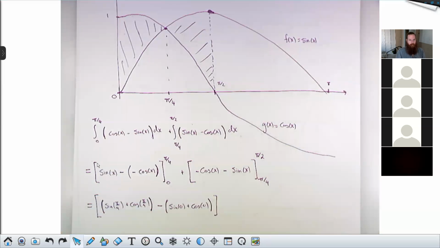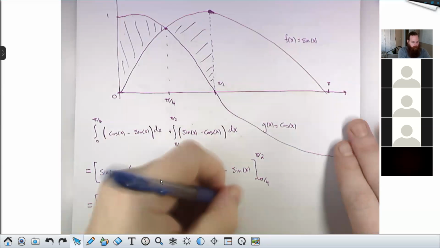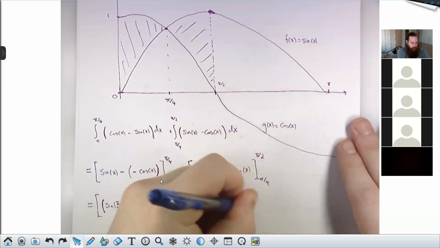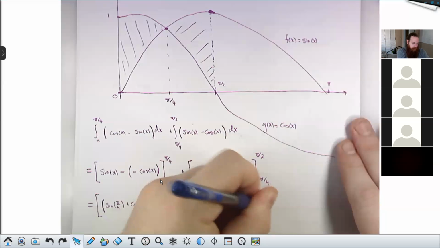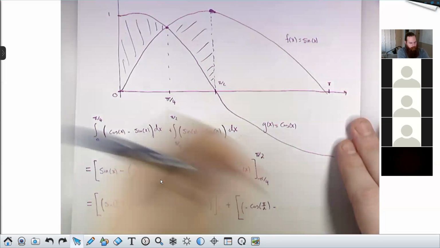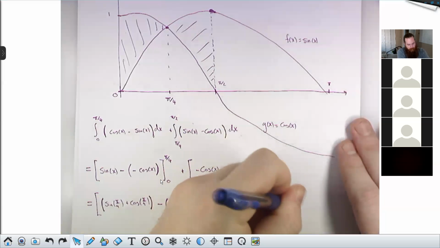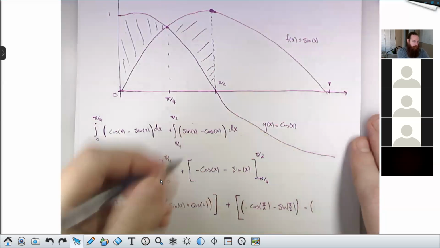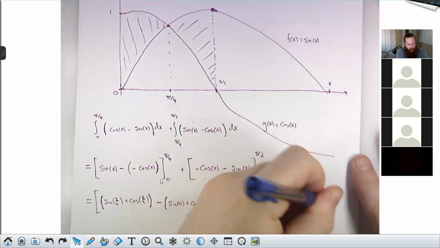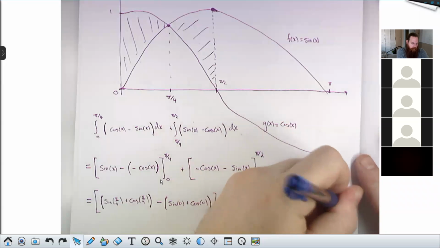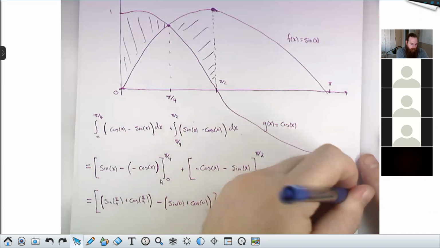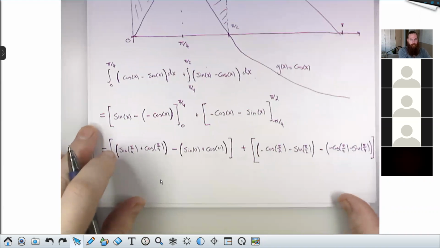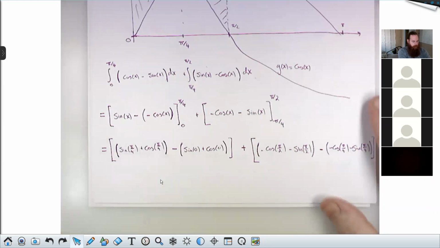All this is this. So I need to add to that what I get from the second evaluation bracket, which is negative cos pi over 2 minus sine pi over 2, minus what I get when I plug in the lower bound, pi over 4, which is negative cos, oh, and I'm running out of space here, pi over 4 minus sine pi over 4, like that. And each of these are known things. All of these are nice.